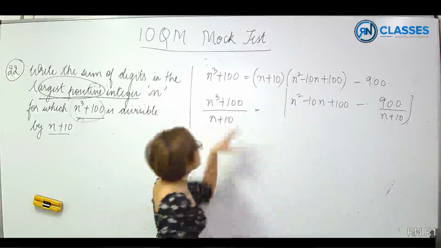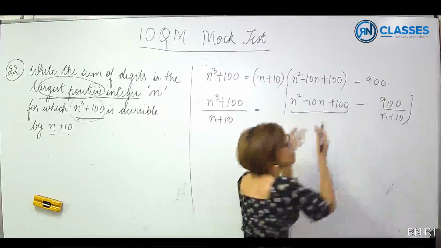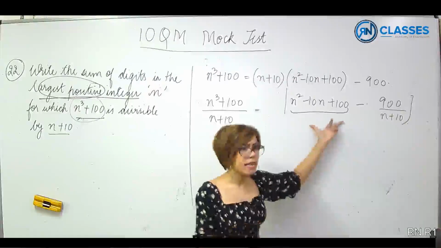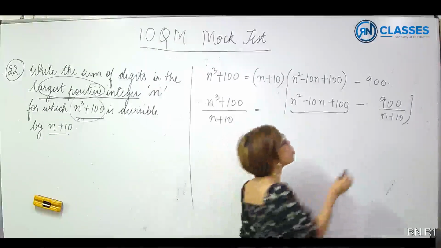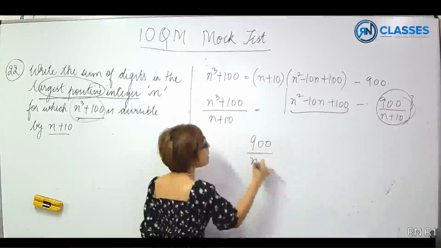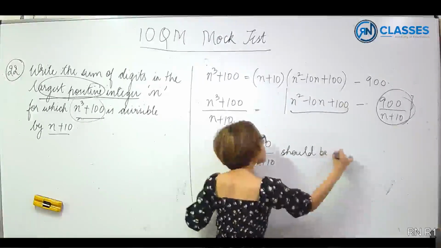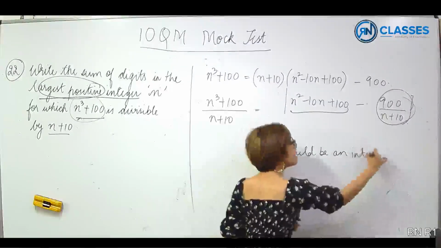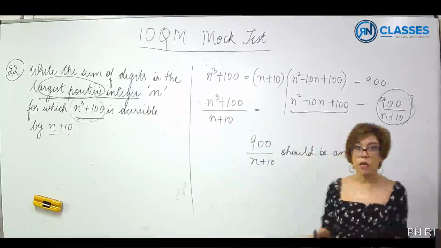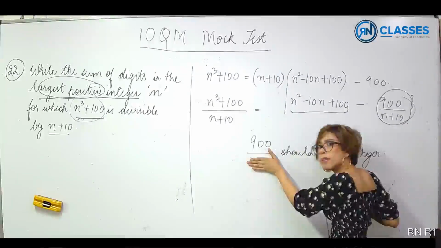Right? Now, mind it, this has to be an integer. Now, clearly n we are putting in positive integer value. So, that means this is an integral value. I just have to make sure that this is an integer. 900 divided by n plus 10 should be an integer. Right? In fact, I want the greatest possible value of n. N should be greatest. That means n plus 10 should be greatest.